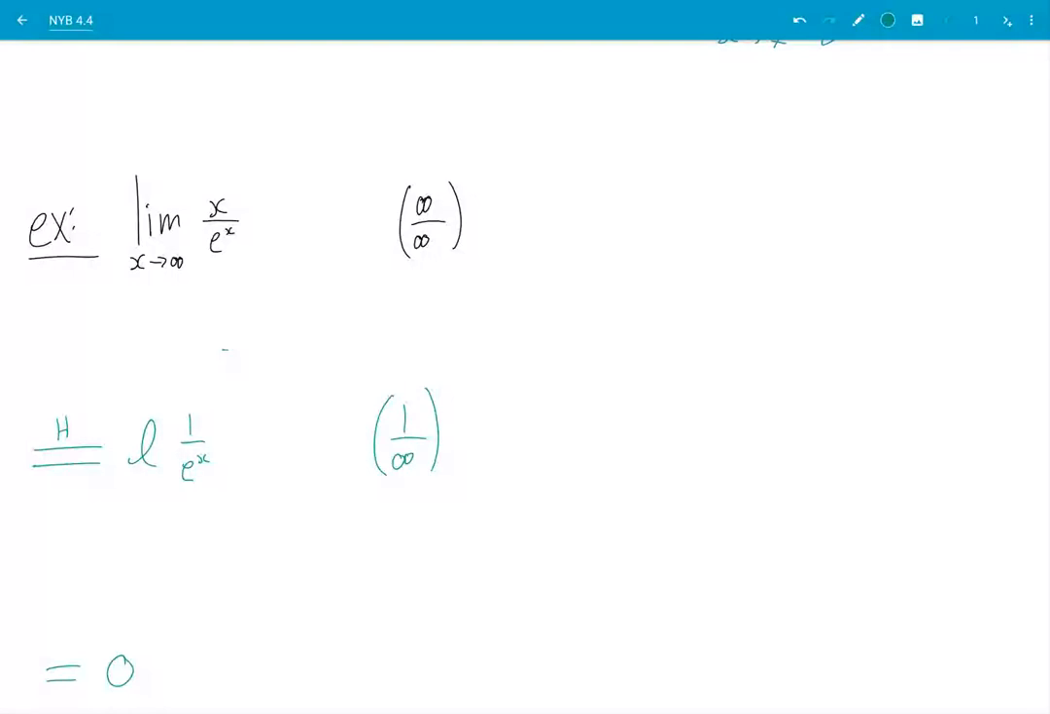I apply L'Hopital's rule. Now I have resolved my difficulty. The difficulty was this infinity over infinity. I hope you agree that's a difficulty. I can't tell which one of these infinities is going to win. I should say, I can't tell which one of these functions is going to win.